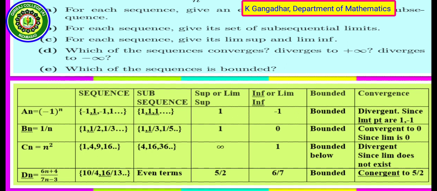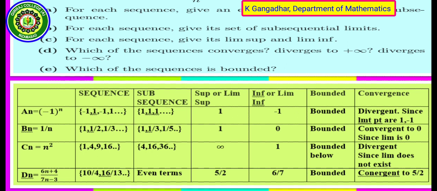Next problem, Cn equal to n square. The sequence terms are 1, 4, 9, 16, and so on. Here also even terms are there and odd terms are there. These two, even terms and odd terms, form subsequences of the given sequence. We will take even terms here: 4, 16, 36. It is a subsequence of the given sequence. Next we find the limit of the sequence. The limit of the sequence is infinity.